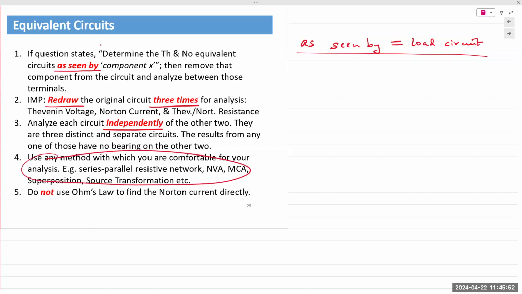When it comes time to perform your analysis, you can choose any technique you wish. You've studied mesh current analysis, node voltage, superposition, Ohm's law, KCL, KVL. Does not matter what you choose. Any single technique or a combination of those techniques, and you determine your quantities. But absolutely do not use Ohm's law at the highest level. Highest level meaning you do not use it to find Norton current directly. Okay, you can use Ohm's law as part of your analysis, but not to find Norton current directly. Does that make sense to everyone?